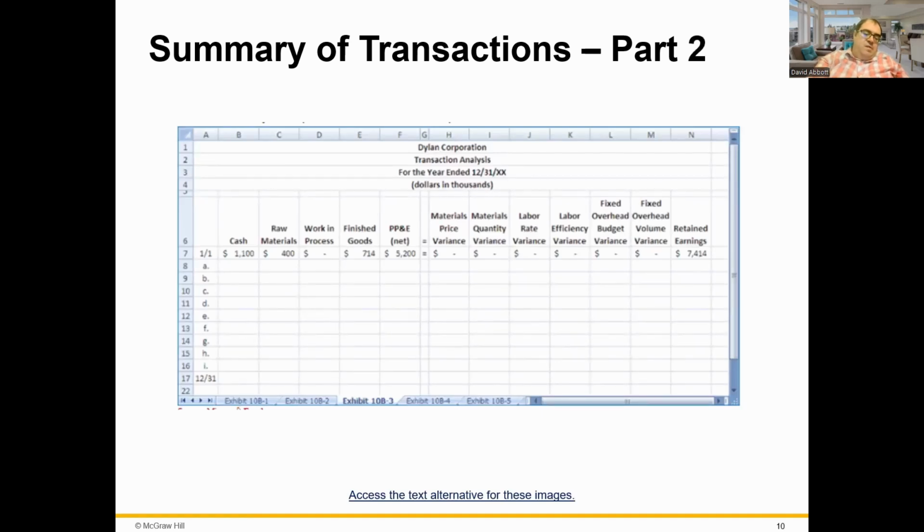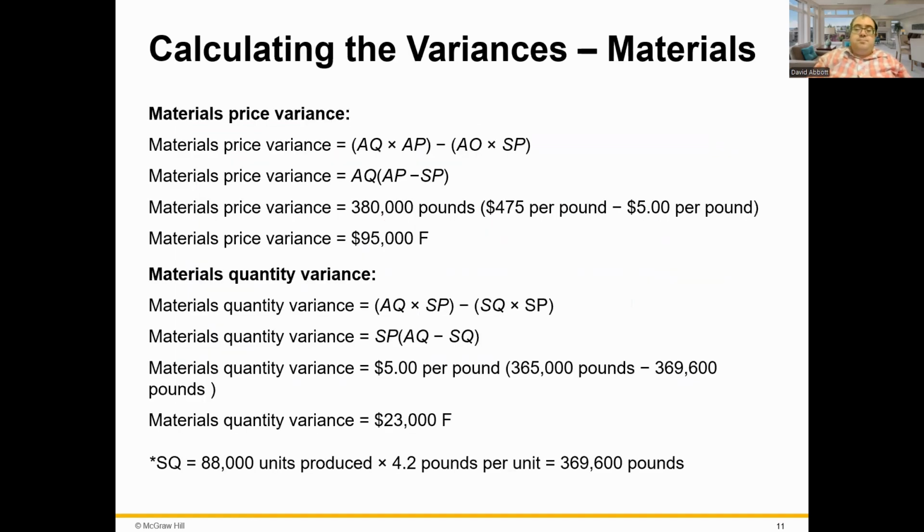And we see the transaction template that we can use to record transactions is shown as a spreadsheet. It reflects the beginning balance sheet account balances. So we just take our account balances and we input them. So now we can calculate our variances.